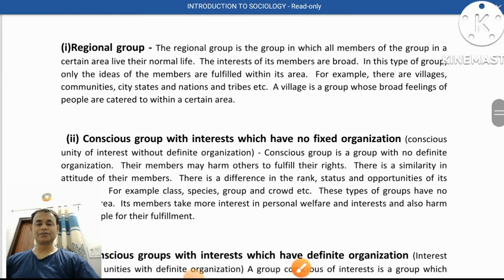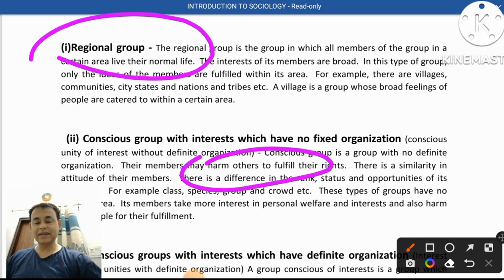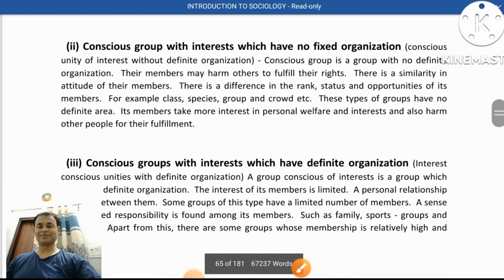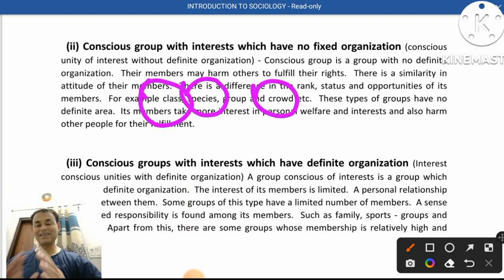Regional group. The group is the group in which all members live their normal life in a certain area. Conscious group with interest having no fixed organization is a group with no definite organization. Their members may harm others to fulfill their rights. There is similarity of attitude among their members. They are conscious, but they have no organization. Understand? For example, class, caste, crowd, must remember. This type of group has no definite area and not any association.